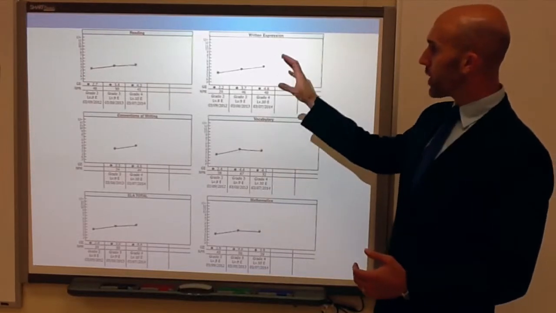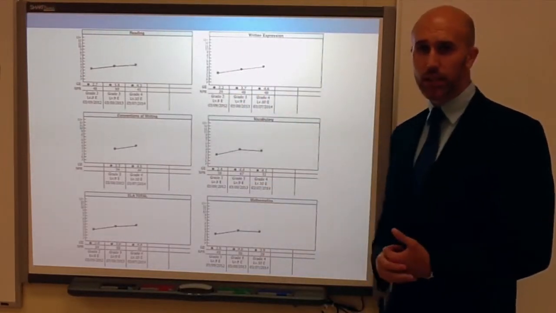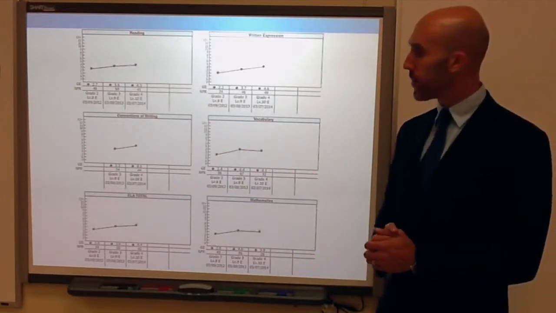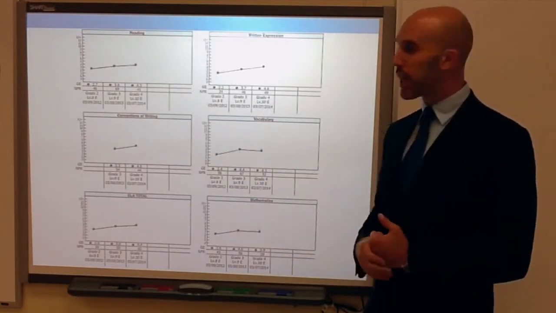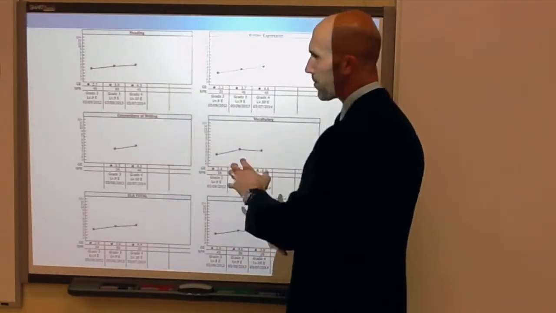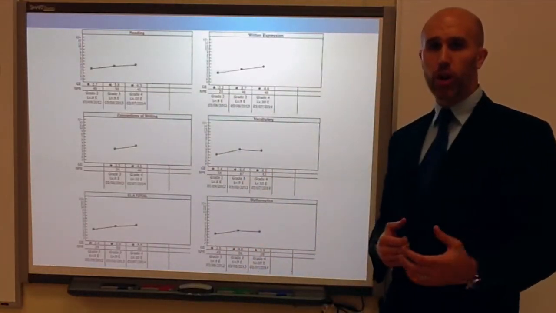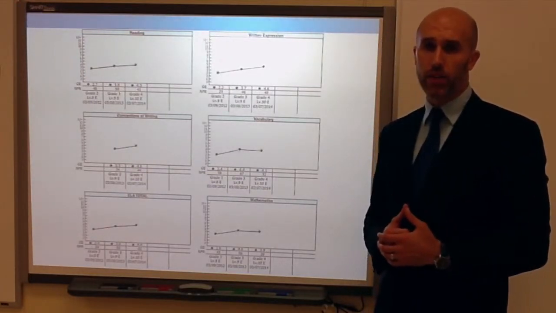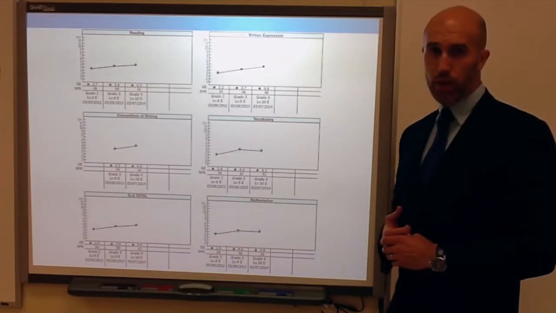You're going to be able to look at different sections, different tests, reading, written expression, conventions of writing, and so forth. You will also, on this particular form, see a couple of data points for each of those particular graphs. Those will be your son or daughter's measurement or their score for the last, potentially again, 3 grade levels, the last 3 years.